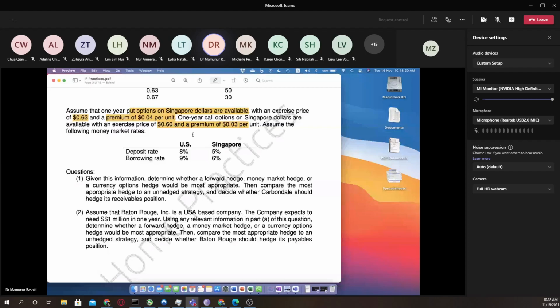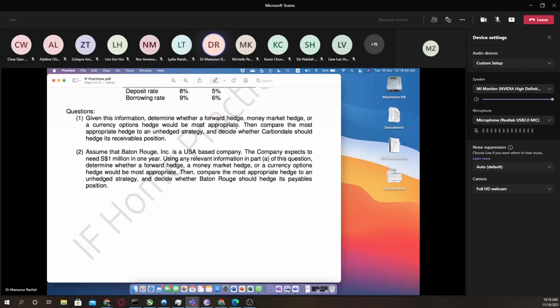Assume the following money market rates. If you want to do money market hedging, the money market rates are given. Deposit rate in the US and Singapore, 8 and 5%. Borrowing rate in the US and Singapore, 9 and 6% respectively. The questions are, given the information, determine whether a forward hedge, money market hedge, or currency option hedge would be most appropriate. Then compare the most appropriate hedge with an unhedged strategy. Decide whether Carbondale should hedge its receivable position or not. So this is for receivable.